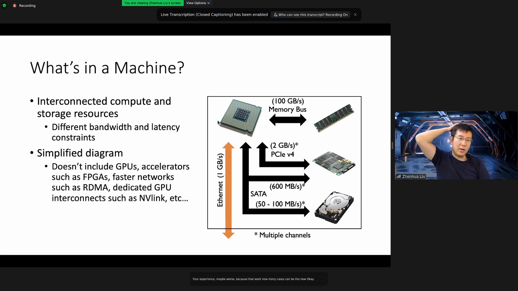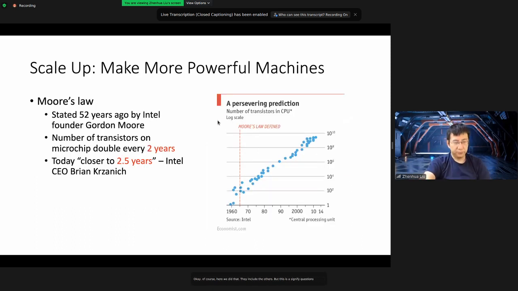Of course, here we didn't include many other things, but this is a simplified machine structure. In the old days, as I described, what we wanted to do was make the machines more and more powerful. This is called scale up. As the figure shows, this is the number of transistors in a CPU. The transistors are basically what you can consider used to do the processing.